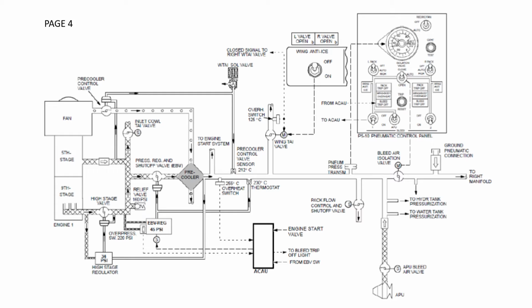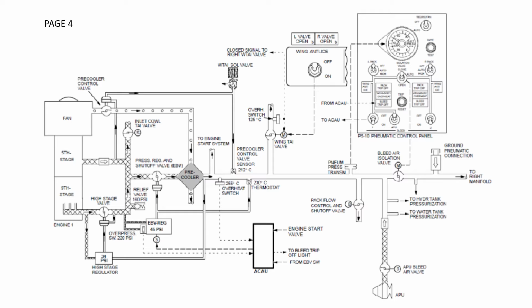So as the engine power increases, the airflow through the compressor increases pressure, the 5th stage air pressure increases, as does the 9th stage pressure. But remember, the high stage pressure downstream of the high stage valve is regulated to a constant 34 psi. So eventually, as the 5th stage air increases, it goes above 34 psi, pushes through the check valve, and that's going to cause the high stage valve to be pushed shut, and therefore we're now using 5th stage air.